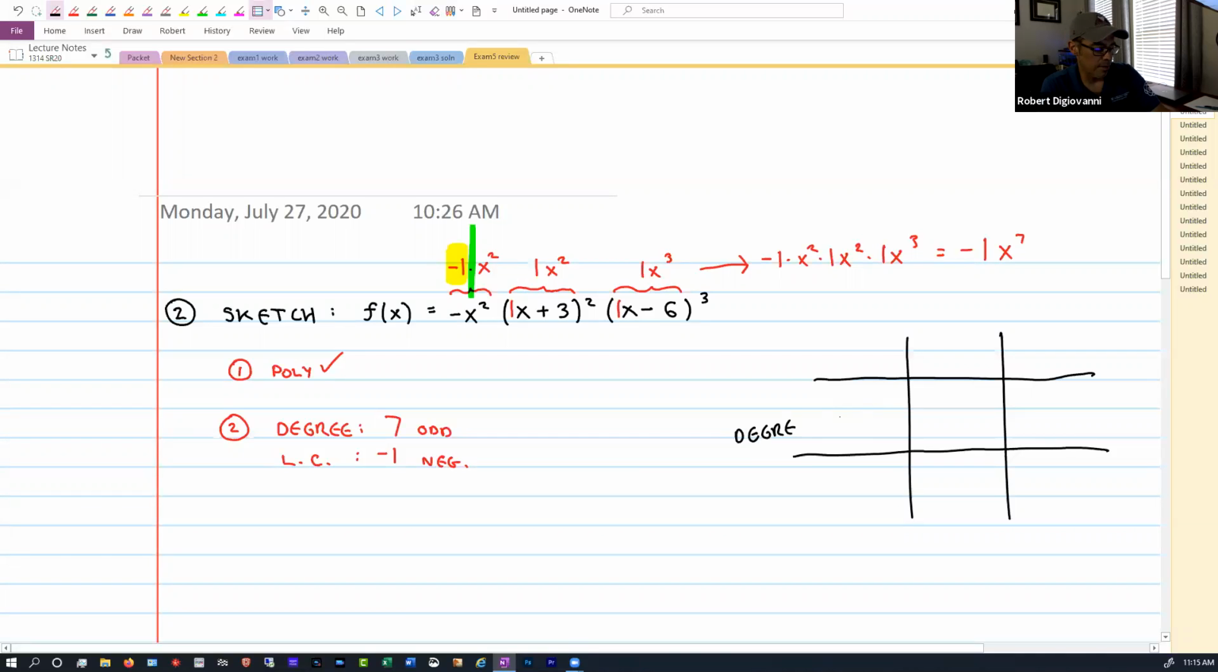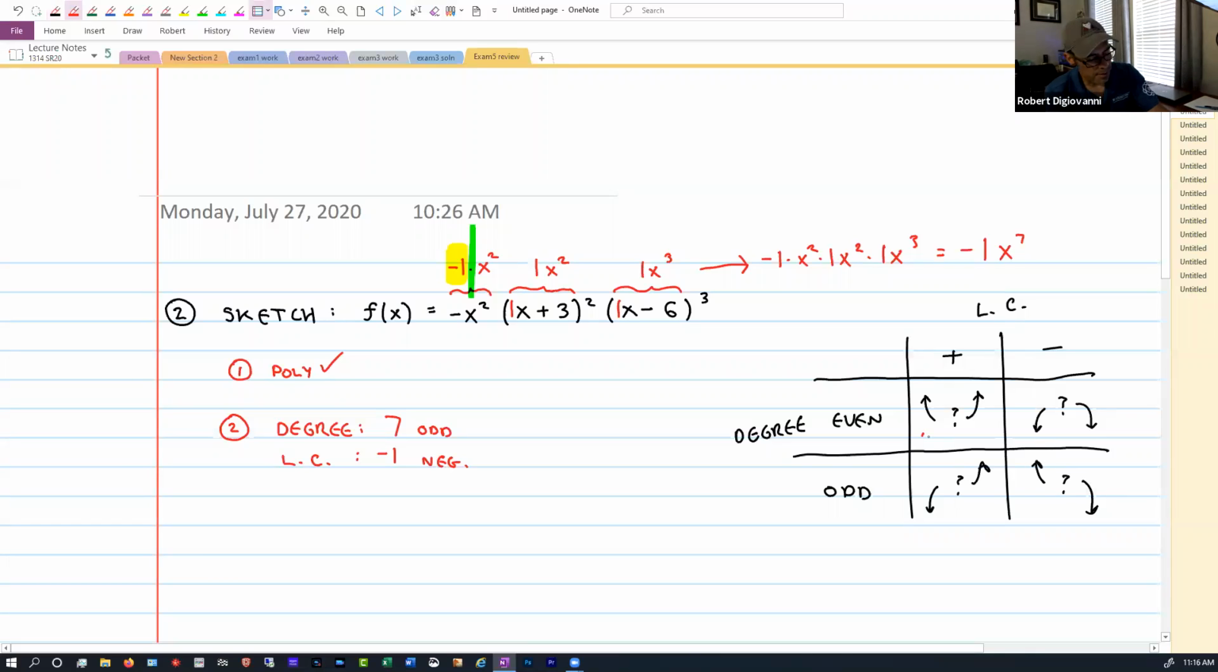We had the degree being even or the degree being odd, and then the leading coefficient over here being positive or negative. So if you have a degree that's even and a positive leading coefficient, it goes up and up. And then if the leading coefficient is negative, it goes down and down. And then if you have an odd degree with positive leading coefficient, it goes down and up. And then it's opposite if it has a negative leading coefficient.